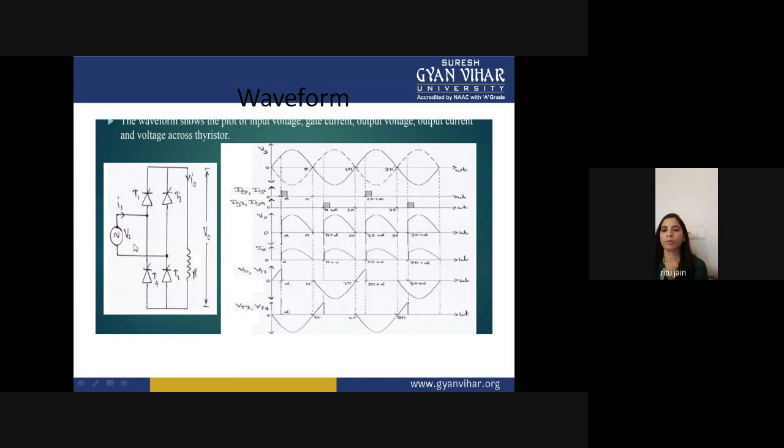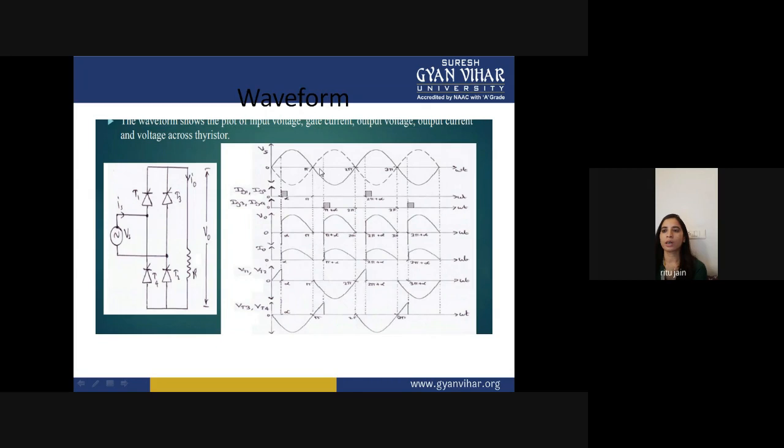When T1 and T2 conduct, the circuit completes through this load. The circuit goes from the supply voltage through T1, the resistance, and T2. So you will get the output voltage in this condition, from alpha to π. Now is it clear? Now we come to the next point. At π you can see the output voltage is getting negative.